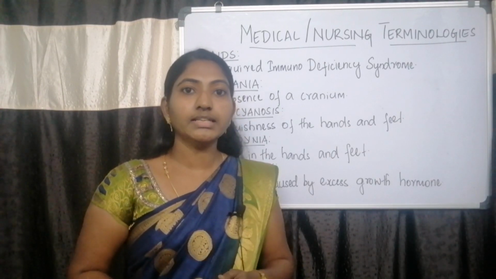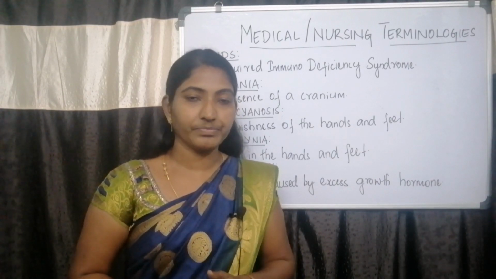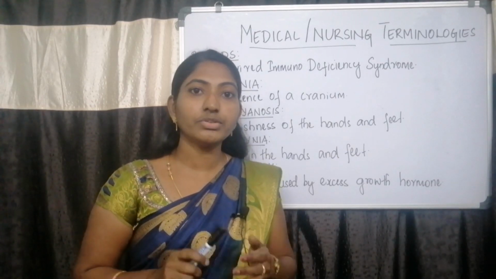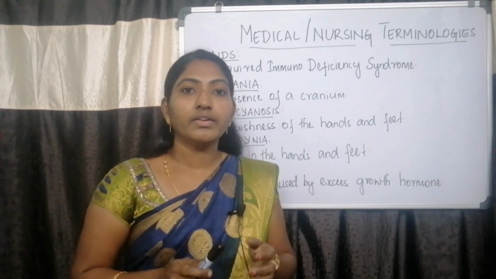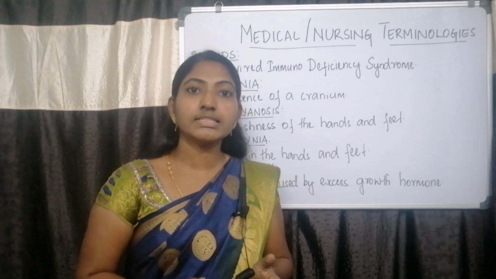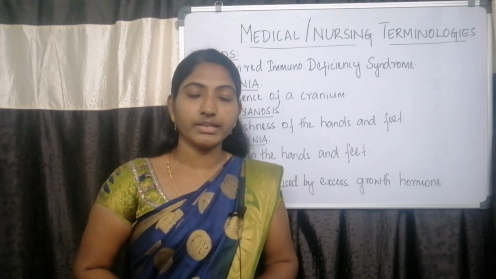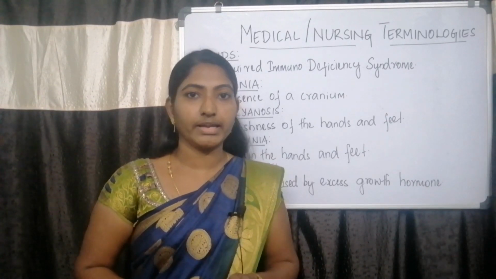it will result in a condition called gigantism. In gigantism, people may grow up to 7 to 8 feet in height. But when there is excessive secretion of growth hormone after the adolescent period, it will result in acromegaly.